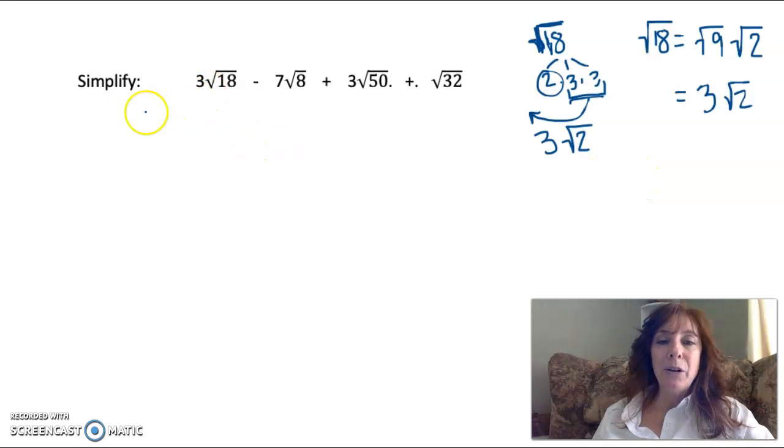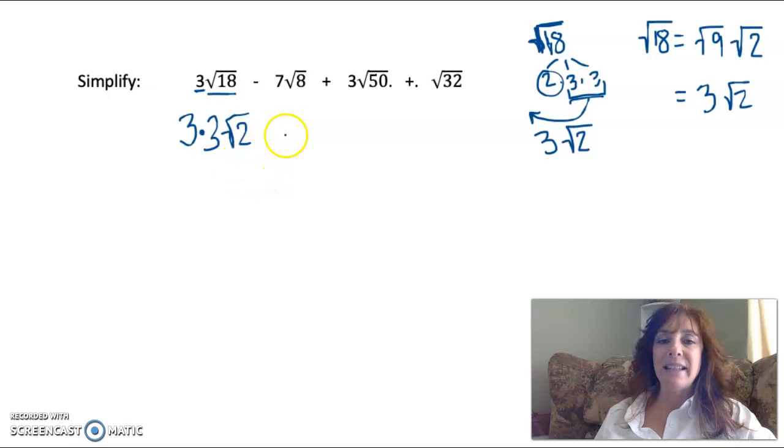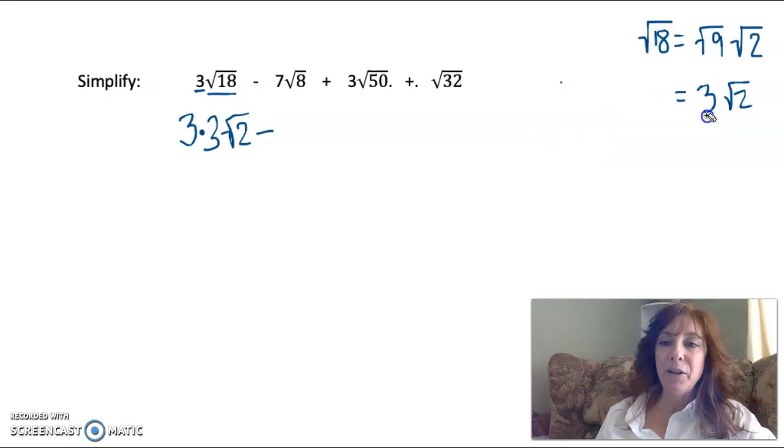Now, over here, we have this 3 out front, and we have the square root of 18. That 3 needs to stay there. It is multiplied times whatever the square root of 18 is. So over on the right, we found that the square root of 18 is really 3 times the square root of 2. So now we have to multiply all of that together. We'll just hold that thought and we'll simplify the next term. The next term is subtracted, and we have the square root of 8. I'm going to make some room over here.